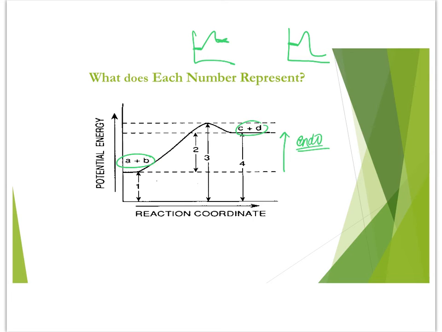Okay, so looking at this graph, 1 is our starting point. So the amount of energy that we start with before we do anything, that's the heat of our reactants. Let's look at 4, because that one's easy. It's our ending point, right? It's the interval from the base to where we end. So that's the heat of our products. 3, anytime you have an interval that goes from the bottom all the way to the top, that's our activated complex.